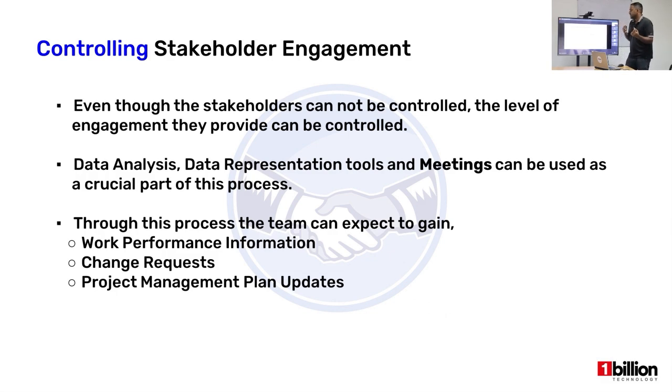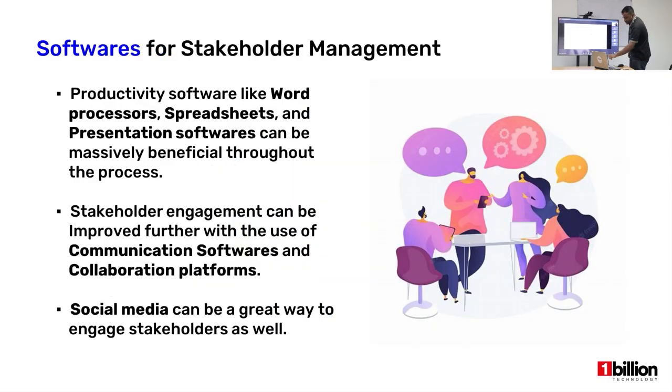Through this controlling process, you and the team can of course expect to gain information on work performance and change requests, which are again very important, and these should be taken informally. And of course, project management plan updates. Right, that's about controlling stakeholder management.